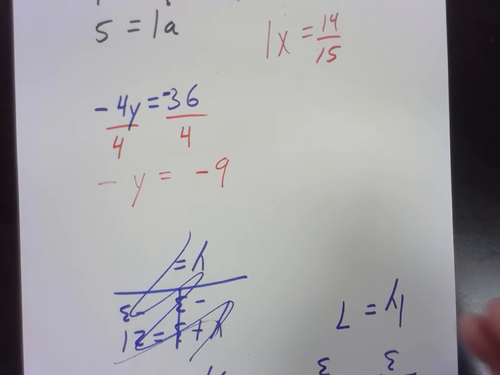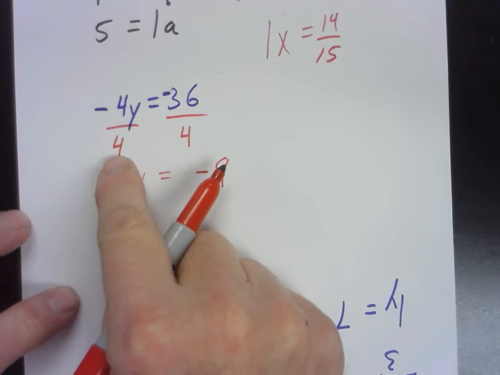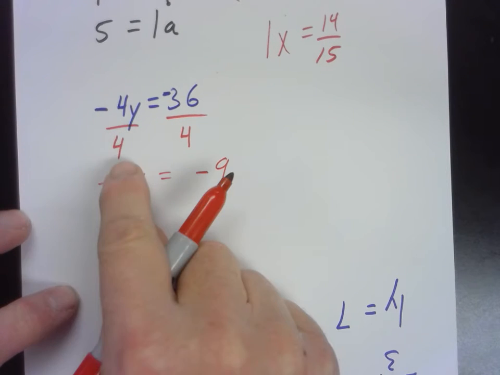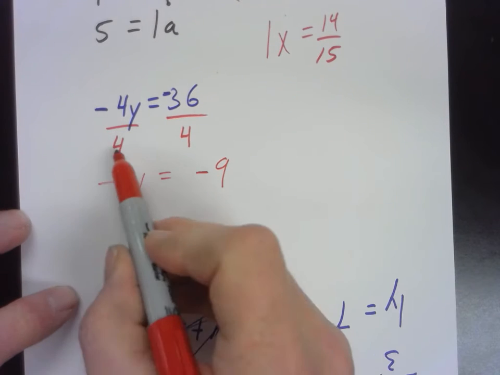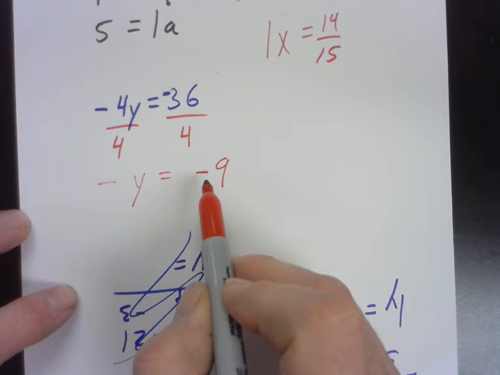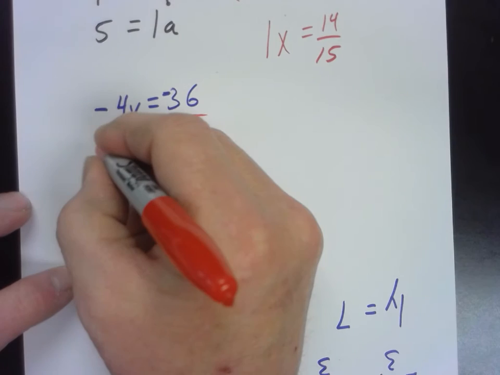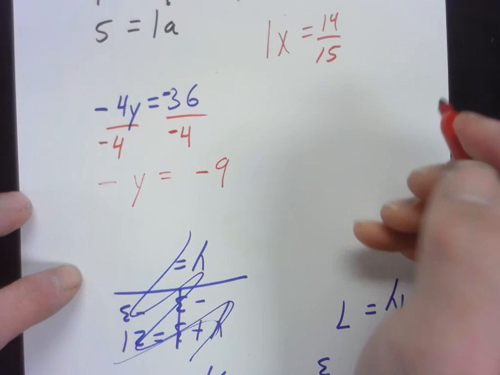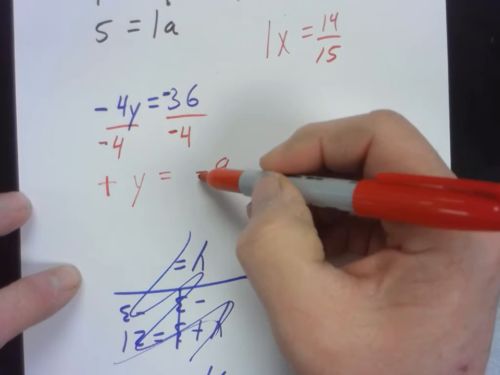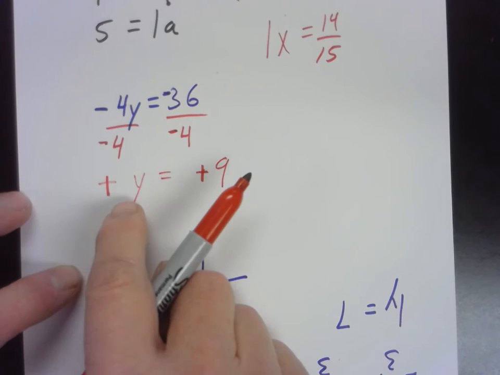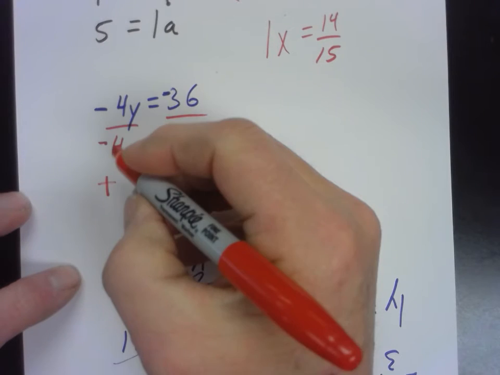Now, it's true. I didn't break a rule. I divided both sides by 4. Okay, that's not rule breaking. But it didn't solve our problem, did it? We want this to be a positive. So if we divide both sides by negative 4, what's negative divided by negative? Positive. Which makes sense. If the opposite of y equals negative 9, doesn't y equal positive? So there you go. Positive 1y equals 9.